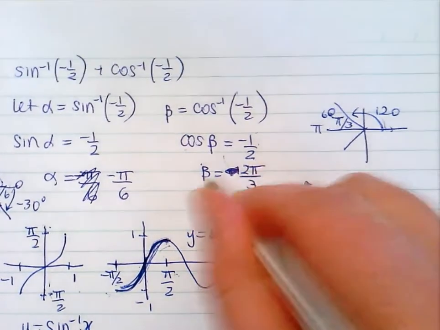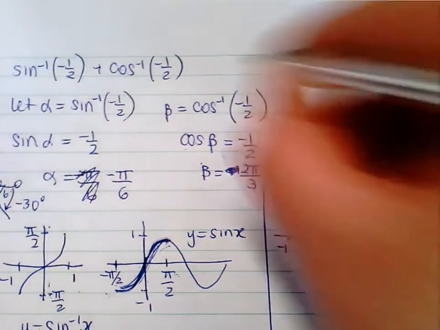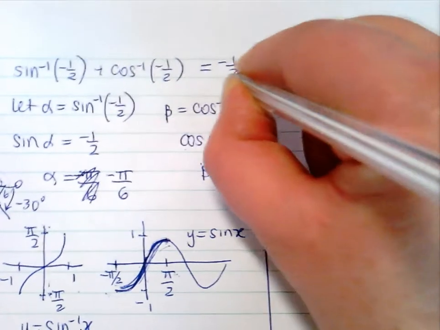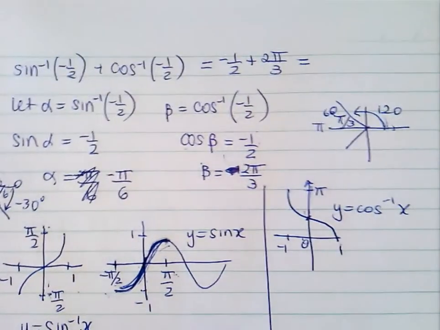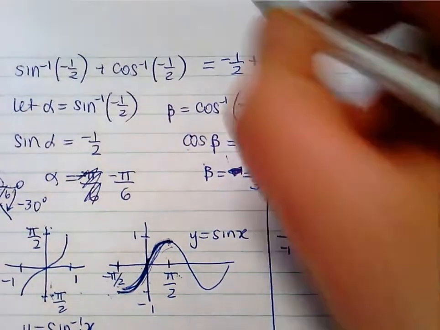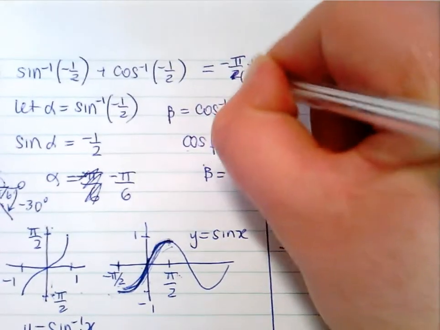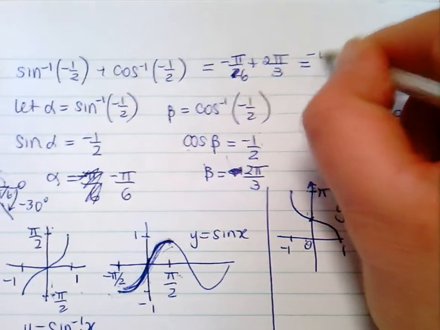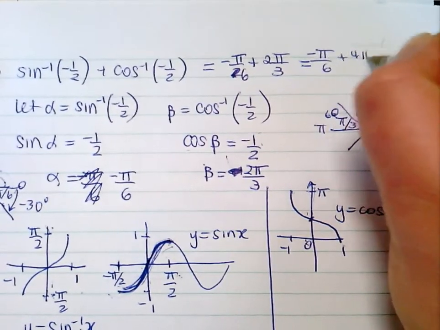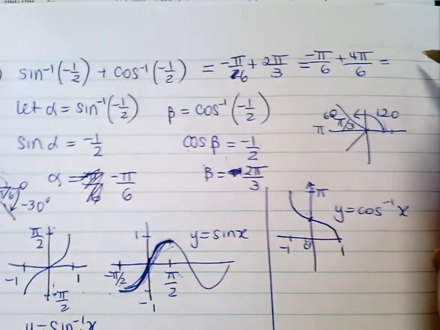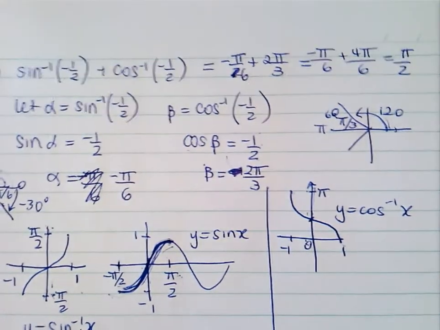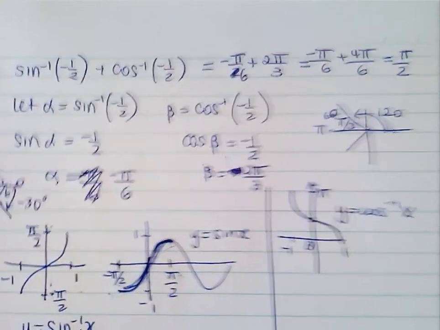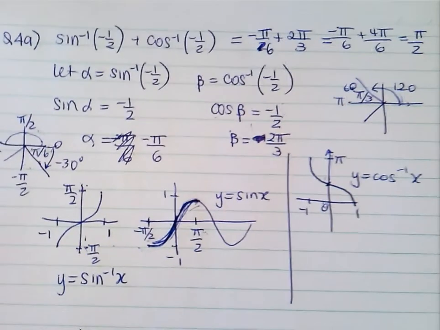So therefore this is 2 pi on 3. So therefore my answer is negative a half plus 2 pi on 3. We okay with that? No, it's negative pi on 6. Negative pi on 6 plus 2 pi on 3 is negative pi on 6 plus 4 pi on 6, common denominator, 3 pi on 6, which is pi on 2. Got it? All right. Which other problems with the homework?